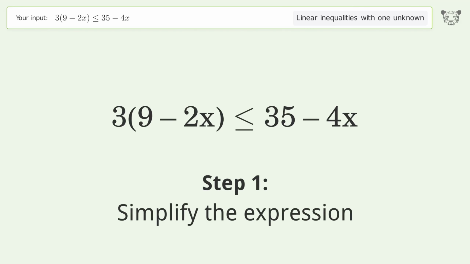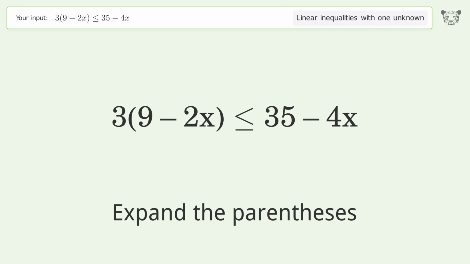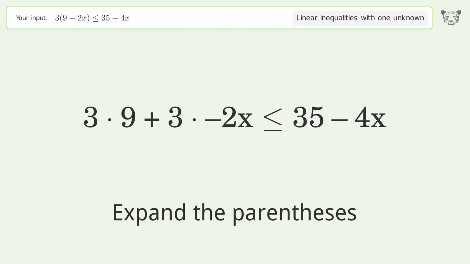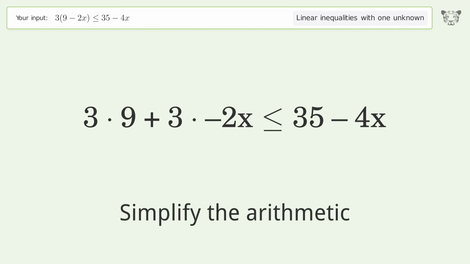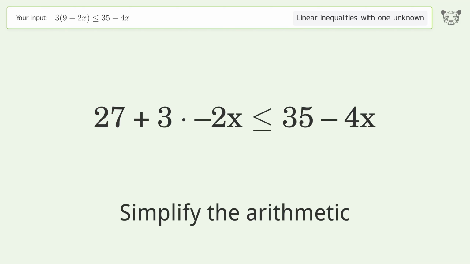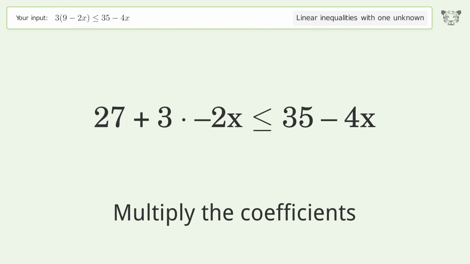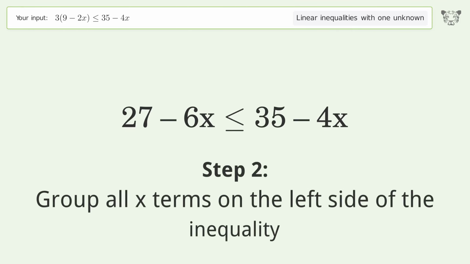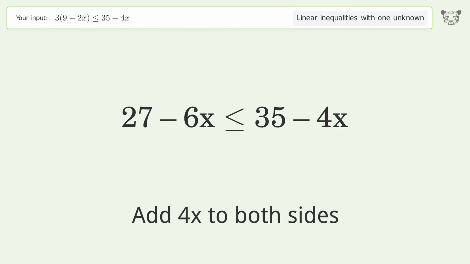Simplify the expression. Expand the parentheses. Simplify the arithmetic. Multiply the coefficients. Group all x terms on the left side of the inequality. Add 4x to both sides.